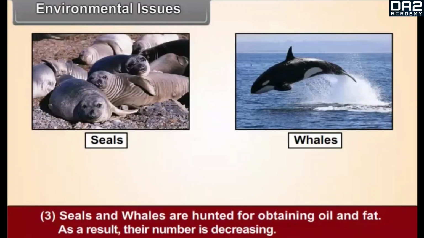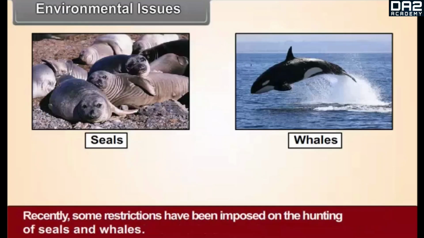Number 3. Seals and whales are hunted for obtaining oil and fat. As a result, their number is decreasing. Recently, some restrictions have been imposed on the hunting of seals and whales.